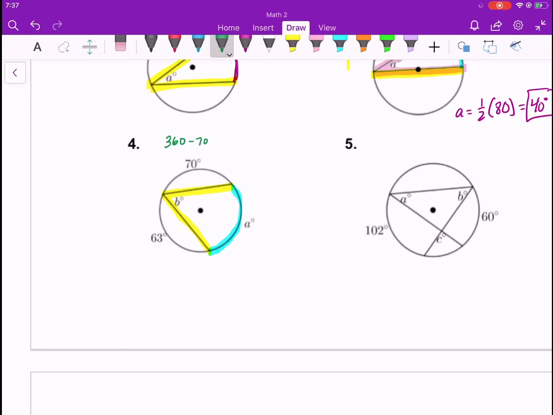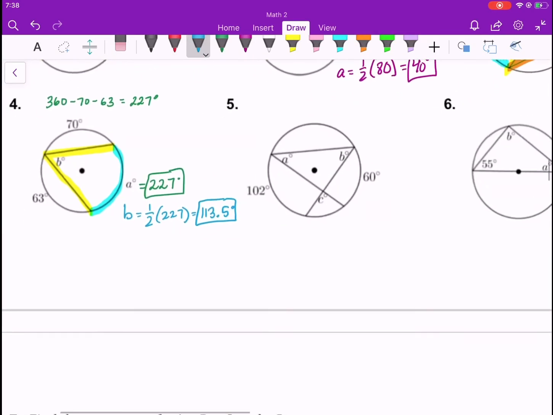So if I go ahead and just subtract 70 and subtract 63 from 360, we will find our A. So subtract those and I get 227 degrees. Okay, so A is 227 degrees. Then B, since it's the inscribed angle, would just be 1/2 of 227, which will give us, yes, a decimal, and that's okay. So you get 113.5 degrees.